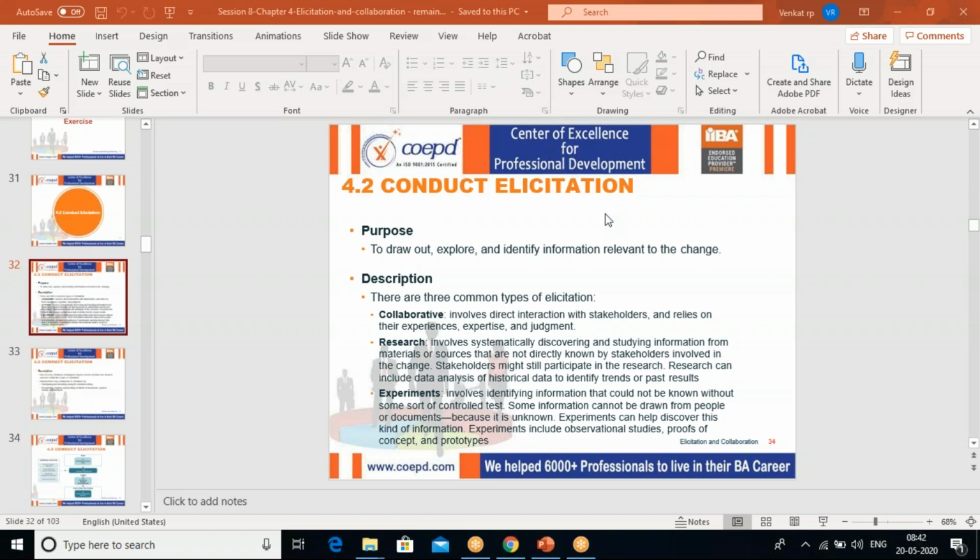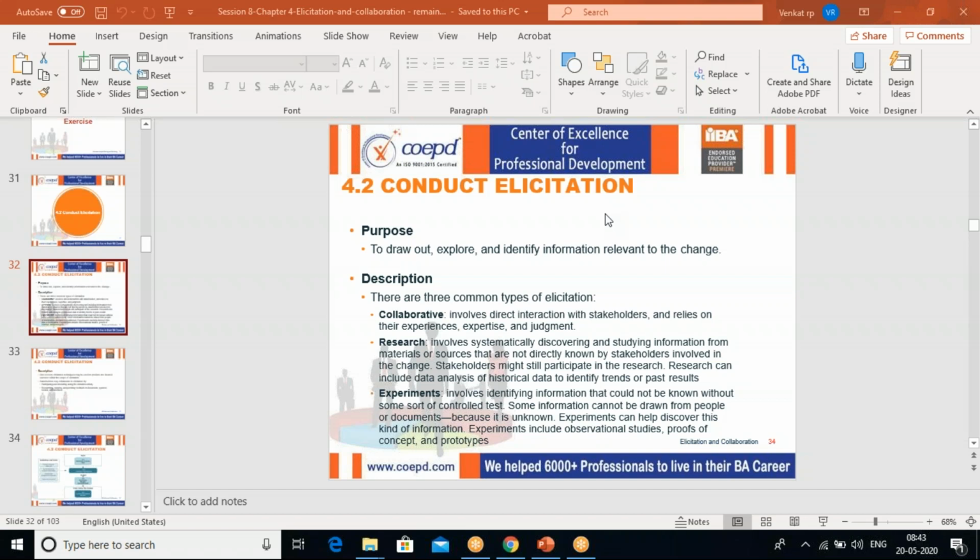And we have 3 approaches in our elicitation. The first one is collaborative, the second one is research, and the third one is experiments. Collaborative means we directly interact with the stakeholders, and we get information from them, and the information they give is based on their previous experiences, their expertise, and their own judgment. That is collaborative mode. Generally, this is the only approach which we know so far.